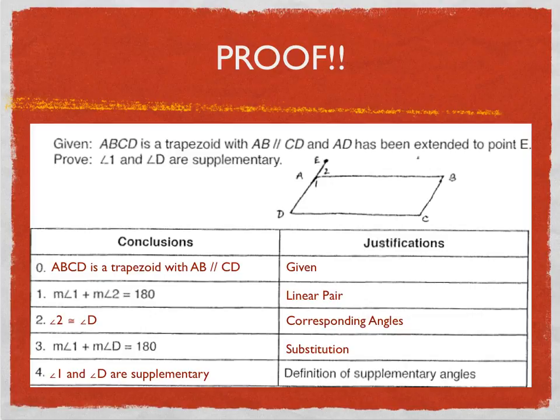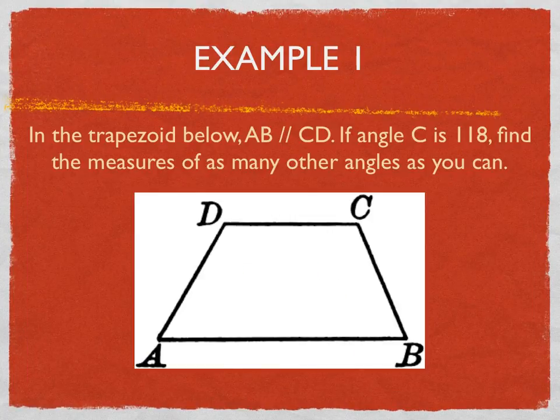Alright, last thing we want to look at is 2 examples of actually finding some angles and side lengths based on what I give you. So, here is a trapezoid. Notice I didn't say it's isosceles, it's just a trapezoid. AB is parallel to CD, so I have my bases there. And I have angle C, right here, is 118. I want to know all of the other angles, or as many as I can find. I will tell you you can find all of the angles.